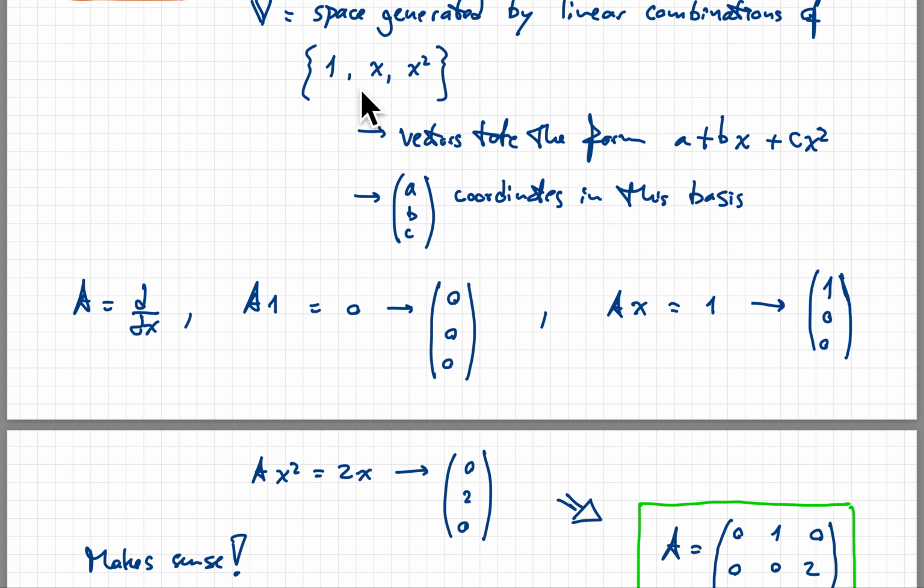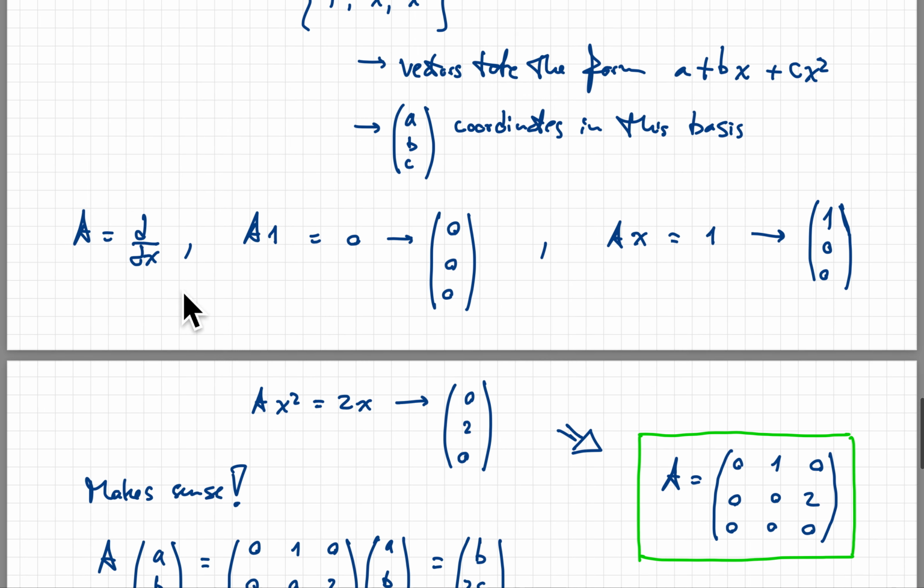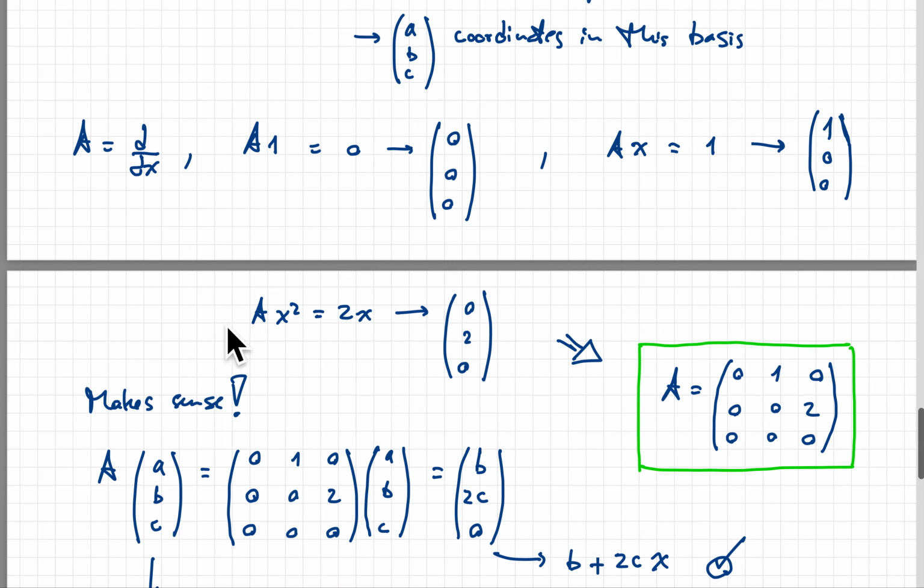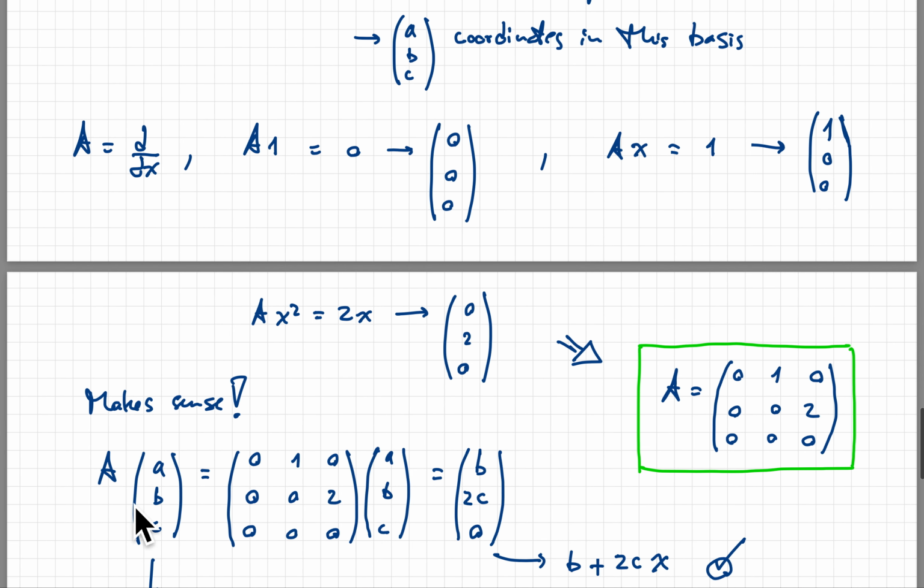You probably never thought about it this way unless you've seen this kind of stuff before, but the derivative operator can be thought of as a matrix as long as you fix the basis. And this is the case here. This is our matrix representation. And this makes sense. Suppose that we have a vector in our space that takes this form, a + bx + cx², and is represented by this coordinate vector. And then we apply the derivative operator by applying that matrix to our vector. What do we get?